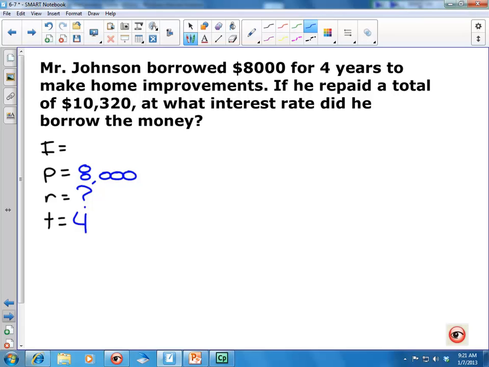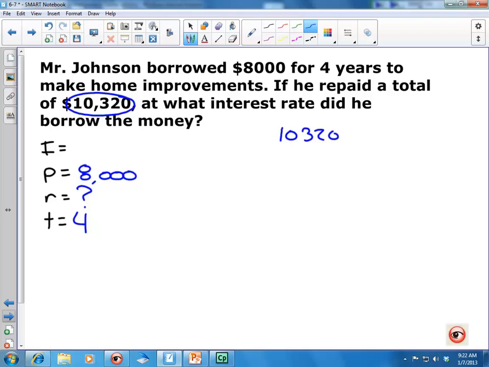Now our interest, that's what it's asking us, but it's weird because we have another number over here. What is that? Is that the I? Somebody said that's what he paid total. So is that really the I? No. Yeah, that's what he repaid. So, yes, exactly. We have to subtract the total that he repaid from our principal. That'll tell us how much interest he paid. Because remember, this number right here is telling us how much interest he paid plus the amount of money that he borrowed.